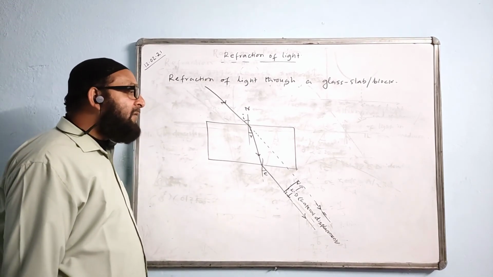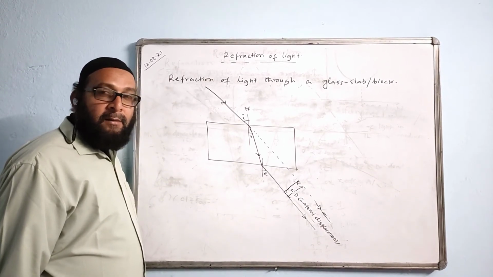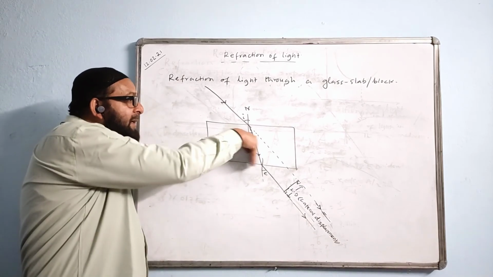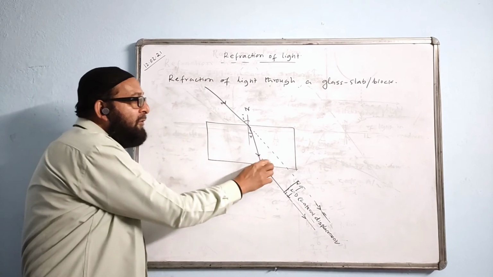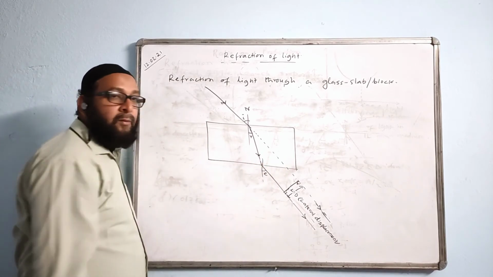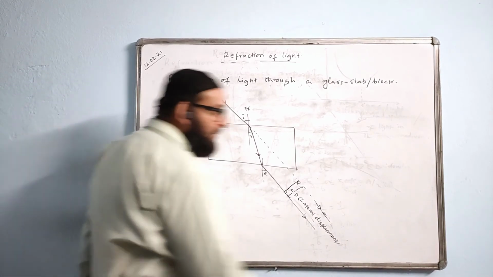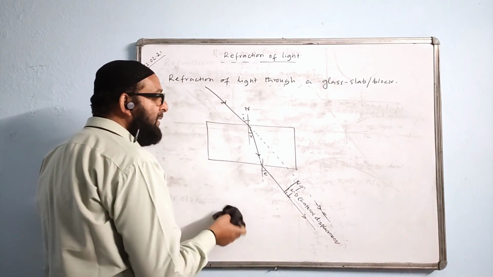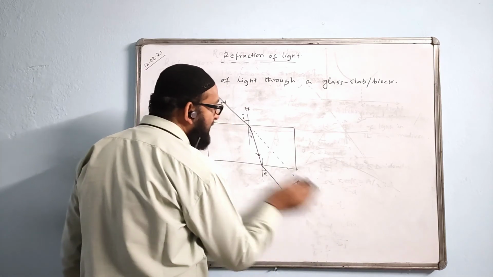Can you guess which color will have the highest value of lateral displacement? Violet or red? Violet, because violet will be at the bottom. Violet is bending the most. Red will be bending less. So from the red the distance will be less, and from the violet the distance will be more. That is the idea. So which color will have the higher value of lateral displacement? We say violet. And which color will have the low value? Red, because red bends the least.